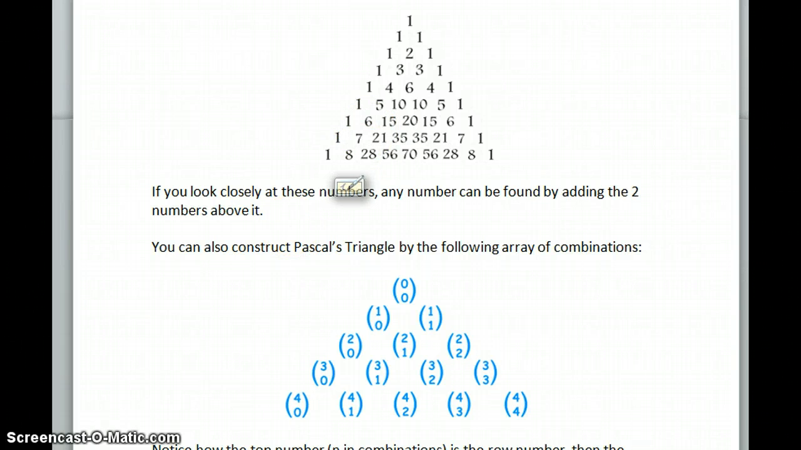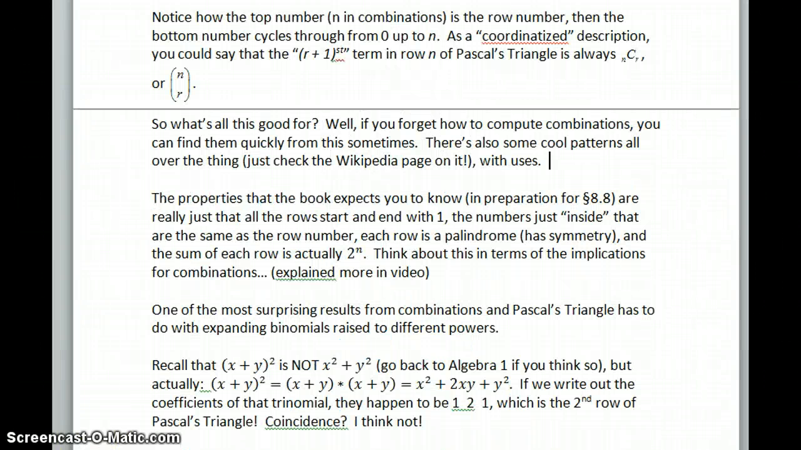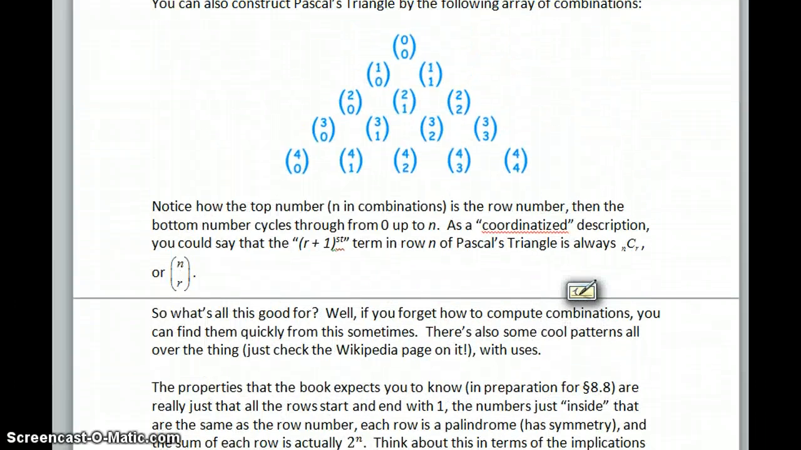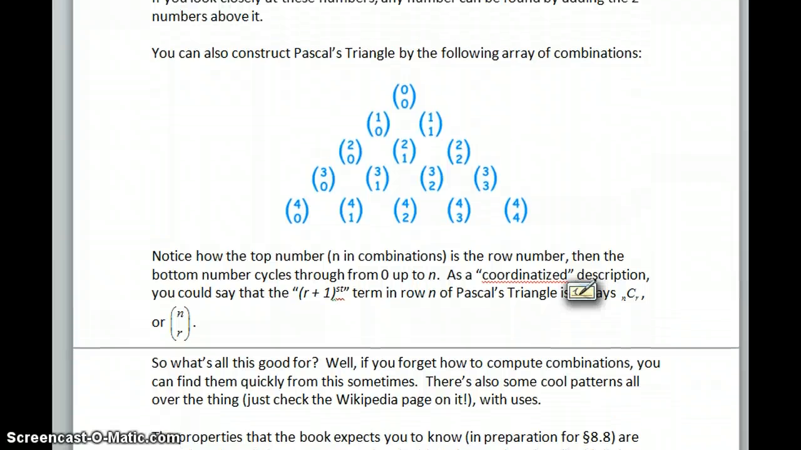The one that we're going to talk about the most has to do with the binomial expansion. This is great. But before I get ahead of myself too much, let's talk about another way to define Pascal's triangle. You could say the r plus first term in row n is nCr, or n things chosen r at a time.